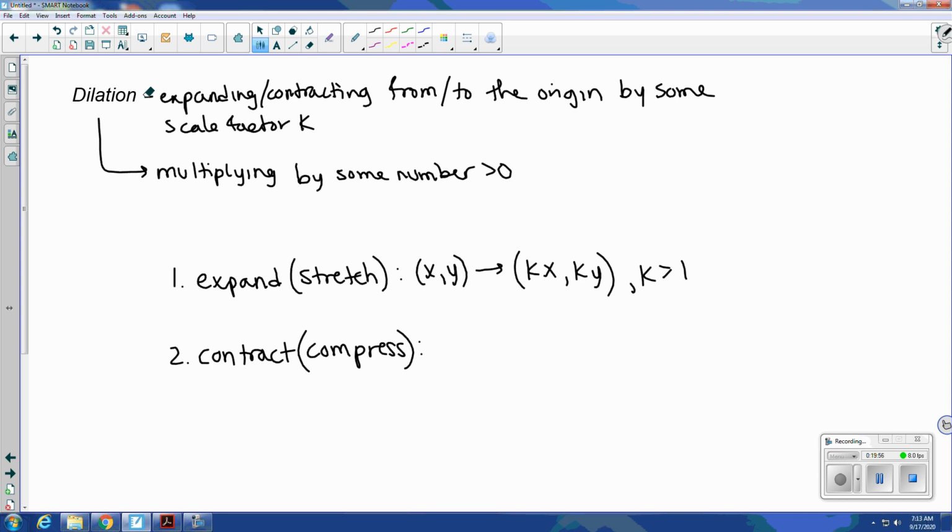Now, for the contraction, again, we multiply both coordinates by whatever the contraction value is. But to get a contraction, we can't just multiply by anything. That k value has to be between 0 and 1.